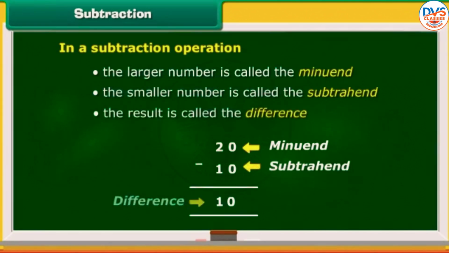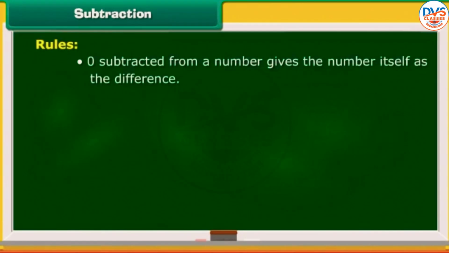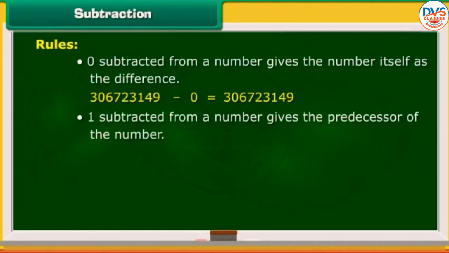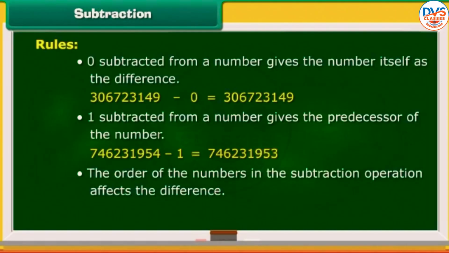and the result is called the difference. Before we proceed, let us look at the rules of subtraction. 0 subtracted from a number gives the number itself as the difference. 306723149 subtracted by 0 is equal to 306723149. 1 subtracted from a number gives the predecessor of the number. 746231954 subtracted by 1 is equal to 746231953.